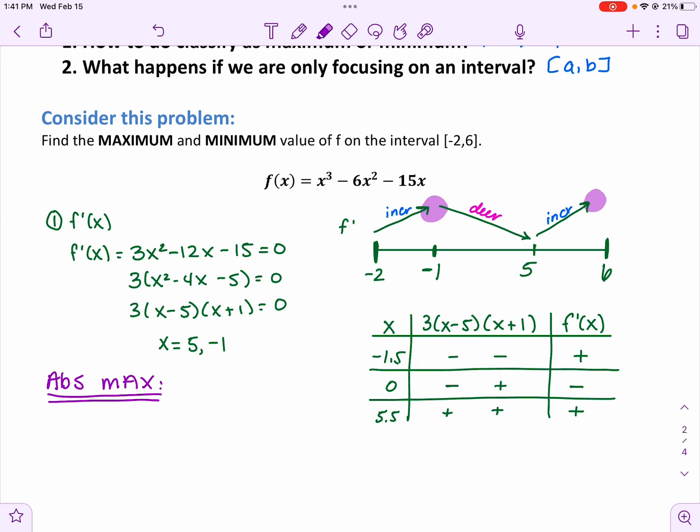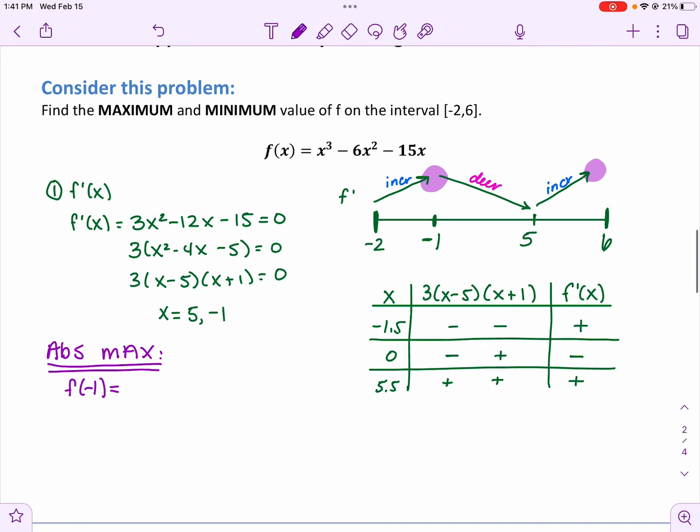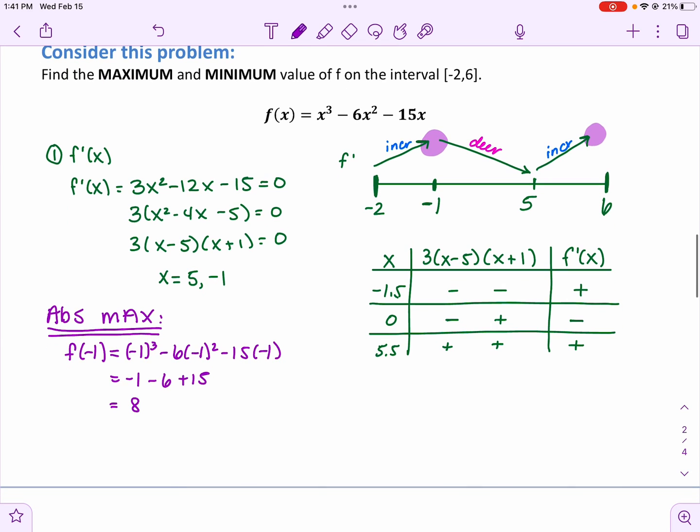So the problem here is if I want to know where's the absolute max, I need to find the value at negative 1, and I need to find the value at 6, and I need to be able to compare them. So if I find f of negative 1, or the y value at negative 1, that is negative 1 cubed minus 6 times negative 1 squared minus 15 times negative 1. So that is equal to negative 1 minus 6 plus 15, or that's 15 minus 7, and that is 8. So that means that the value at negative 1 is 8.